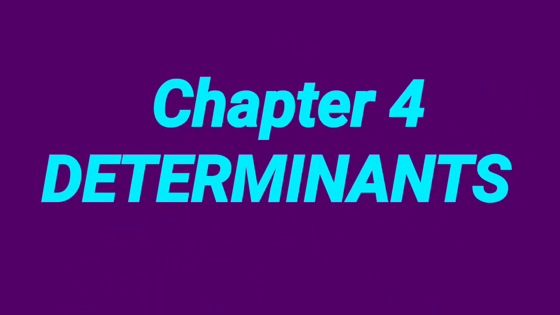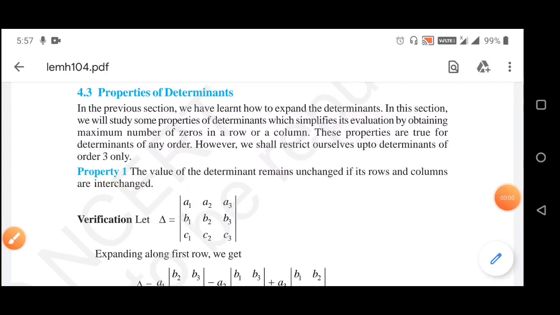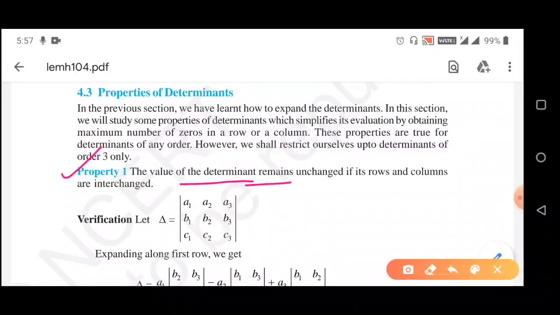Today we will do chapter 4, determinants. Today we will discuss properties of determinants. So the first property is property 1. Property 1: the value of the determinant remains unchanged if its rows and columns are interchanged.